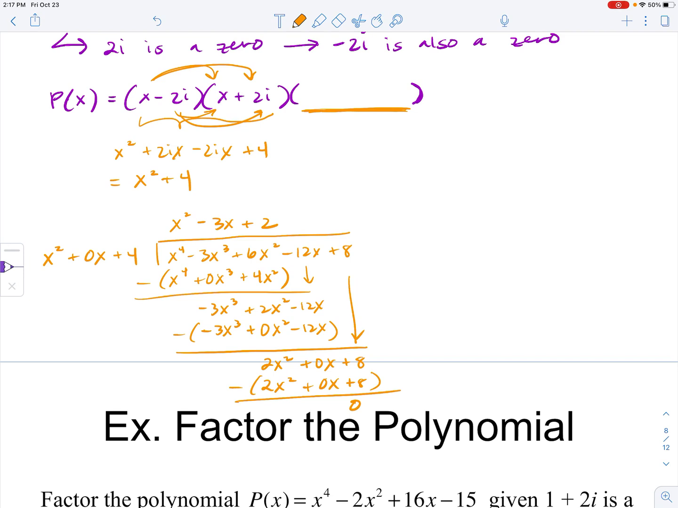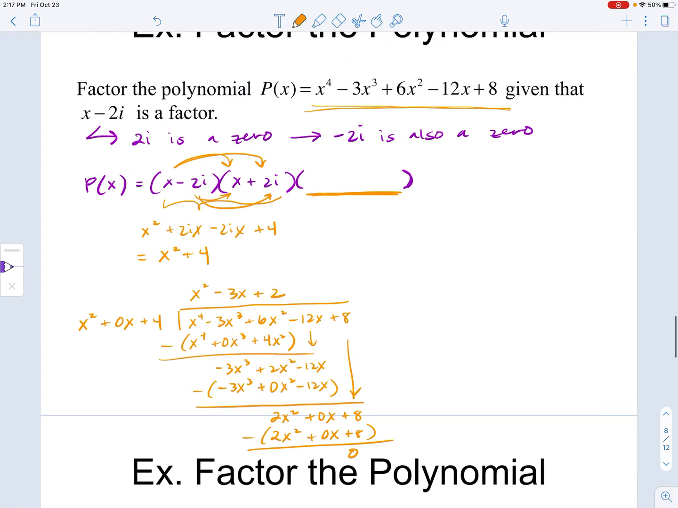we know that we should get a remainder of 0. Because we know that x squared plus 4 is a factor of p of x. We are given, by knowing that x minus 2i and x plus 2i are factors, we know that x squared plus 4, its product, would be a factor. So if you get a remainder here, something went wrong. Or if we got a remainder, we knew something went wrong.